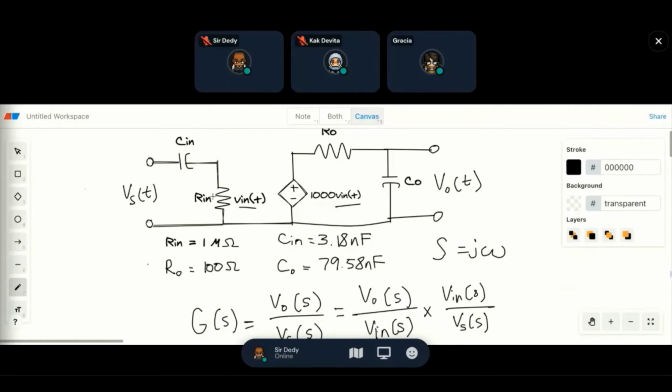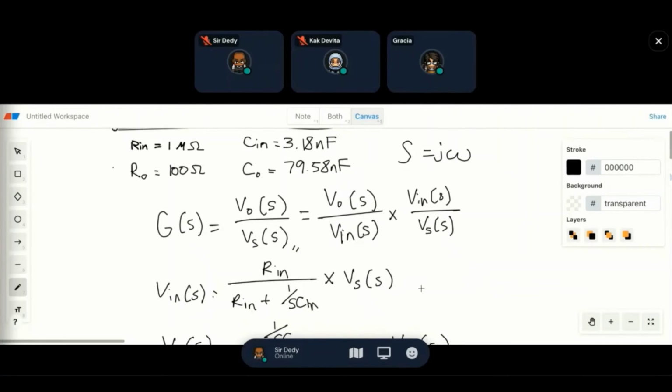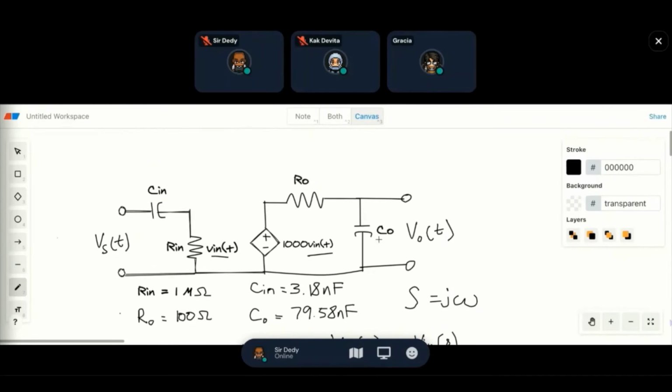With the voltage divider formula, we can just do Rn divided by the total impedance, Rn plus the impedance of the capacitor, 1 by SCn. So this is the equation that you get multiplied by the Vs. Now, how about the output? We also do the same thing.